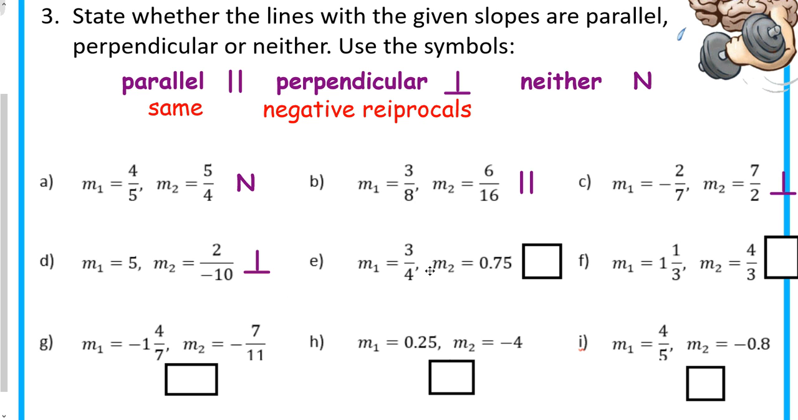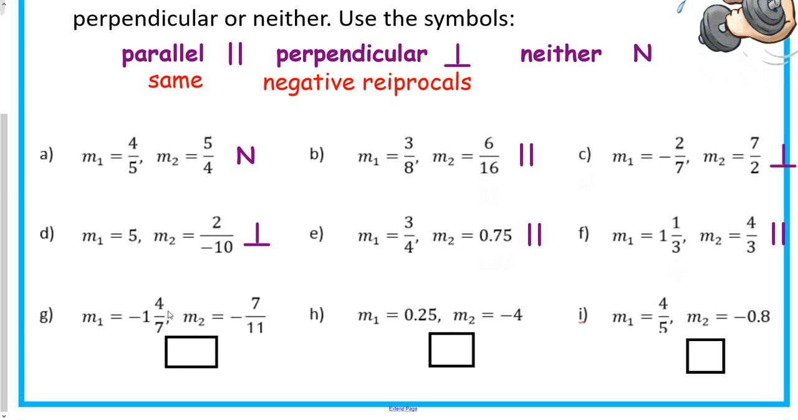So perpendicular. 3 over 4, another way of writing 3 over 4 is 0.75, right? You get a calculator out and punch in 3 divided by 4, you will get 0.75. So those are the same, so parallel. 1 and 1/3, so changing that, 3 times 1 is 3 plus 1 is 4. So this is equivalent to 4 over 3. So those are the same, therefore parallel.